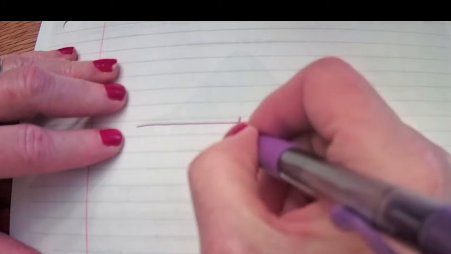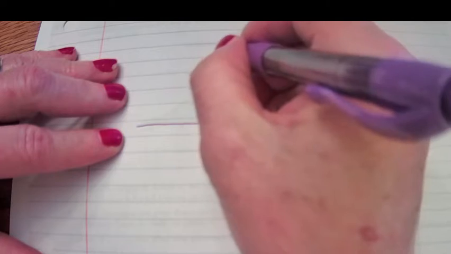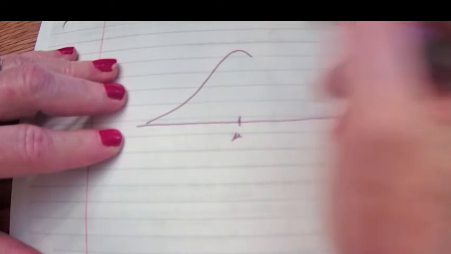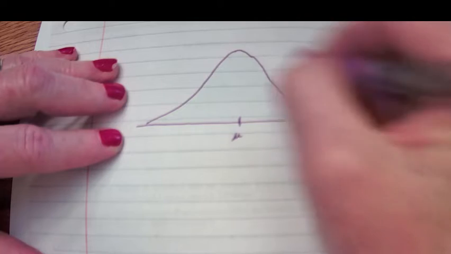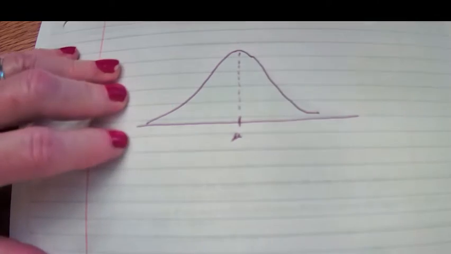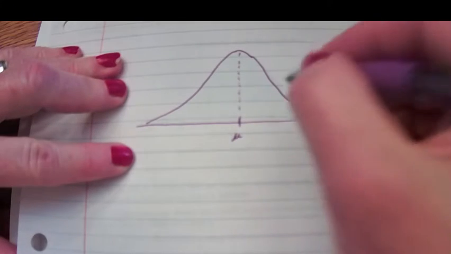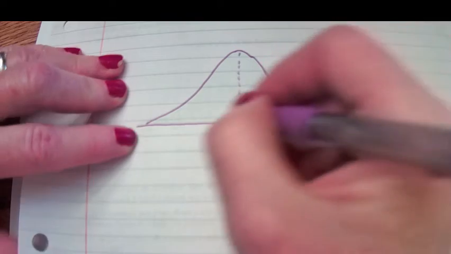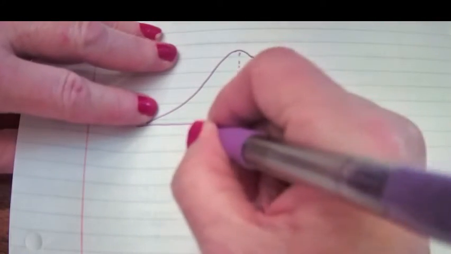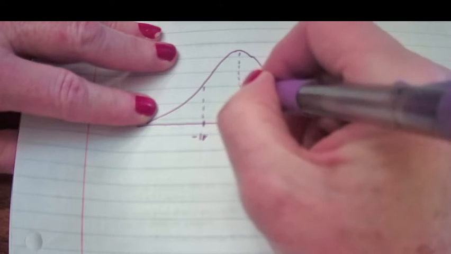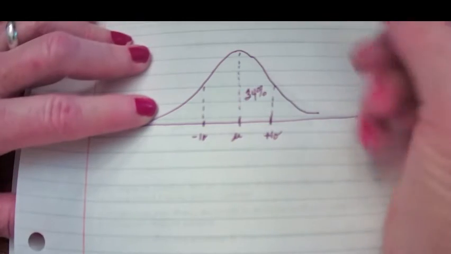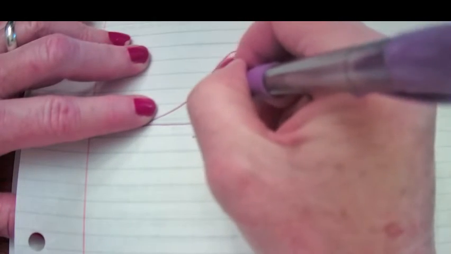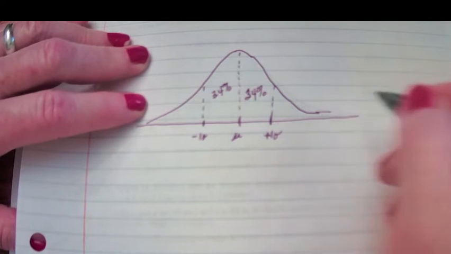the mean. So if this is my mean here, we're going to put the mu there, and this is a normally distributed type curve, here's plus 1 standard deviation, and here's minus 1 standard deviation. 34% of your data values will fall in here, and 34% of your data values will fall in here.